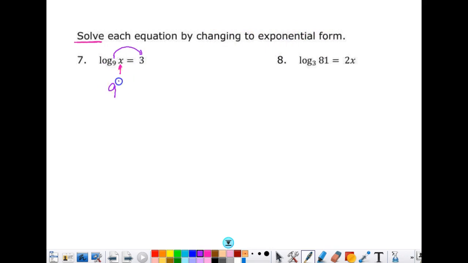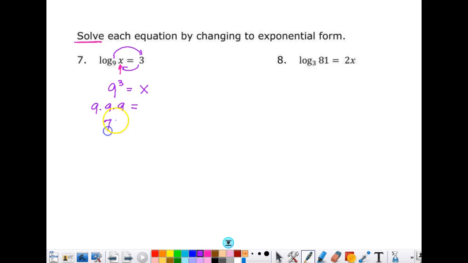9 to the 3rd power equals x. We're trying to figure out what x equals. What is 9 to the 3rd power? That's 9 times 9 times 9. You can type that on your calculator, or you can do 9 caret 3. What do you get?